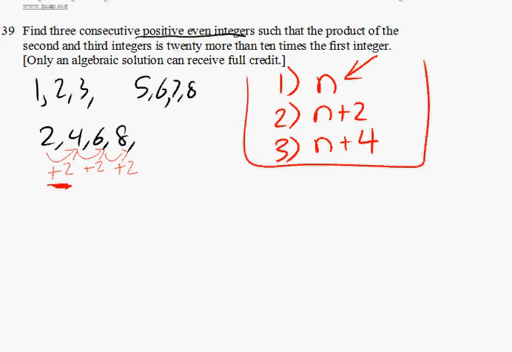And now that we have this, we can actually try solving the question by setting up the equation here. Okay, find 3 consecutive integers such that the product of the second and third integer is 20 more than 10 times the first. The product of the second and third, which one is that? Well, the second one is over here, that's the second one. I'll just circle it. Product means multiply.